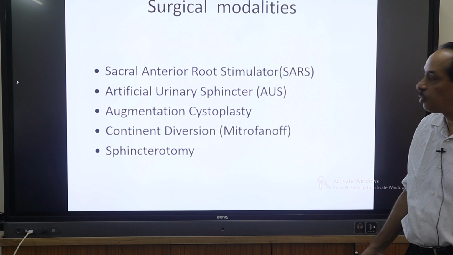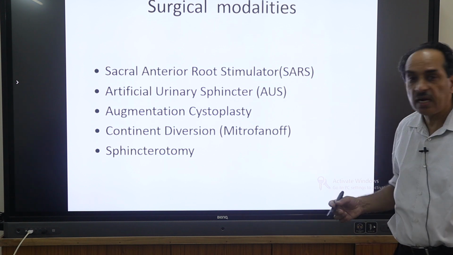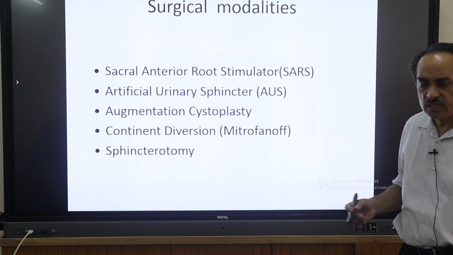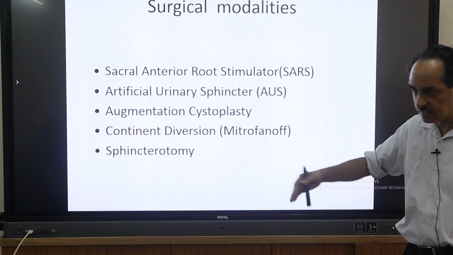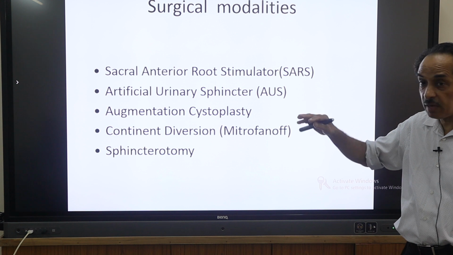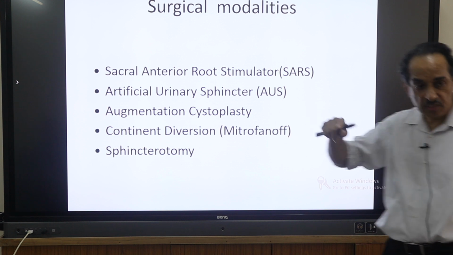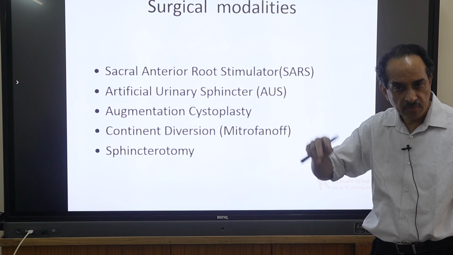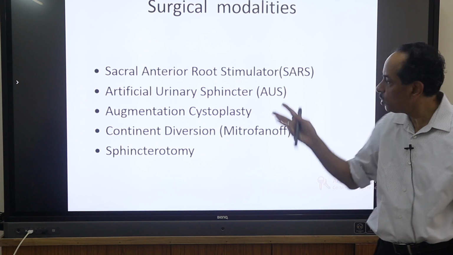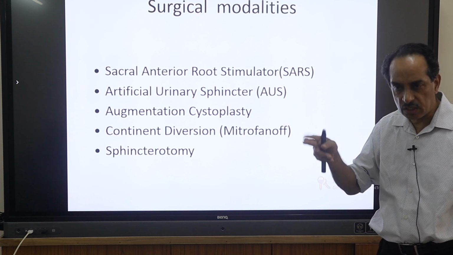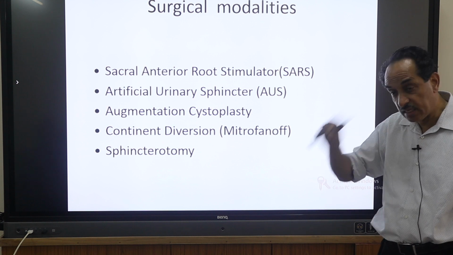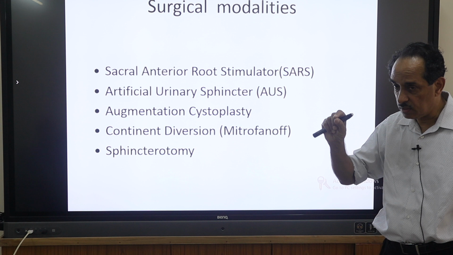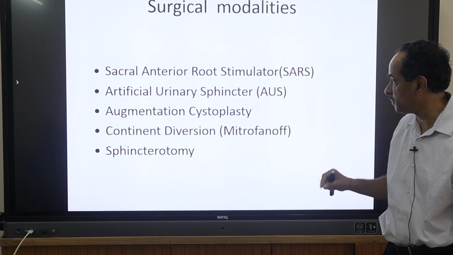Surgical modalities. One is sacral anterior root stimulators. You know the circle of the pathway: afferent is there, center is there, efferent is there. So for the hyperreflexic bladder, what is a reflex? A reflex should have an afferent arm, a center and an efferent arm. So you cut the posterior root, that becomes areflexic, and in the anterior root you put a stimulator for voluntary micturition.